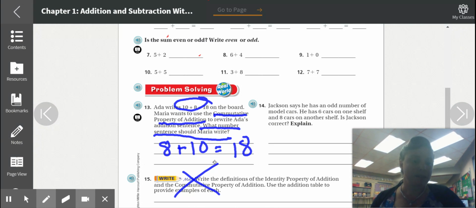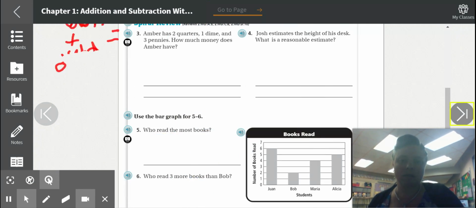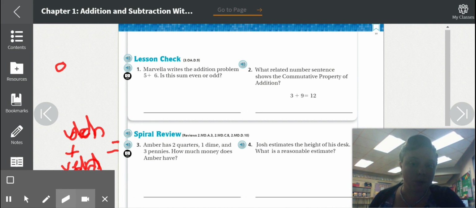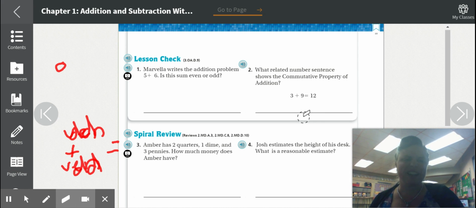Don't worry about that. The next page you should be able to do all by yourself. Just take a quick peek at it. So though it's a lesson check, same thing we were just doing, and then review about money and estimation. You guys got this. I know you do. All right, if you have any questions, of course, go ahead and contact me and I will help you the best I can.